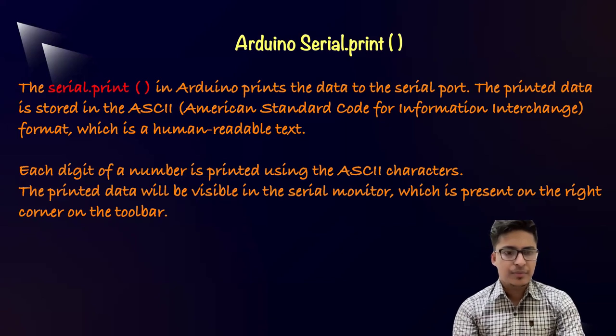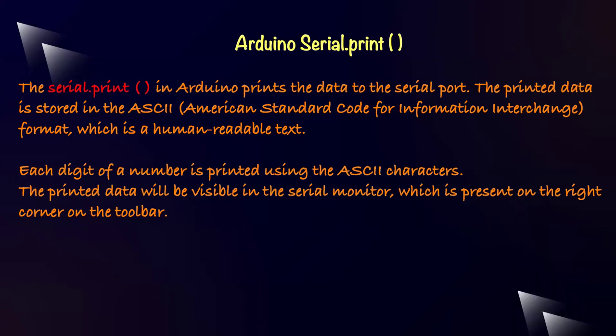So let me just put myself off, and here it is. Serial.print. What do you mean by serial.print? The serial.print in Arduino prints the data to the serial port. So when we are, for example, calculating or estimating something, and after that we want to print it, are you getting my point? By print, we mean we need to see it on the screen, right? We use serial.print. The printed data is stored in ASCII.